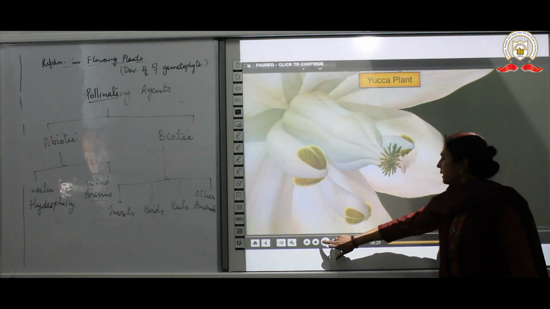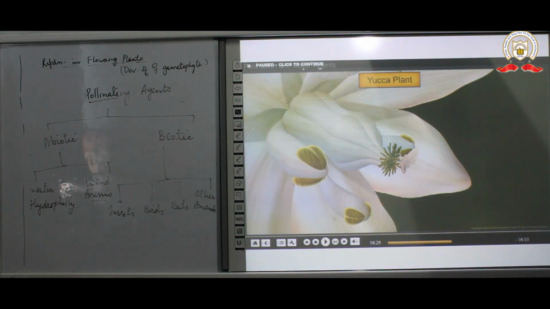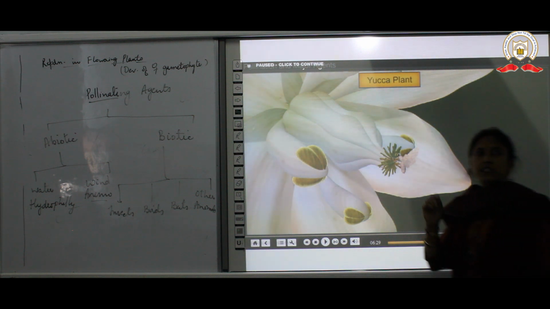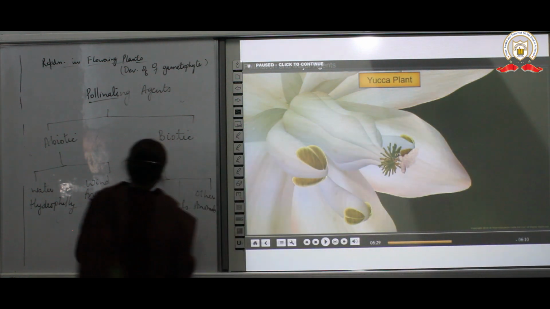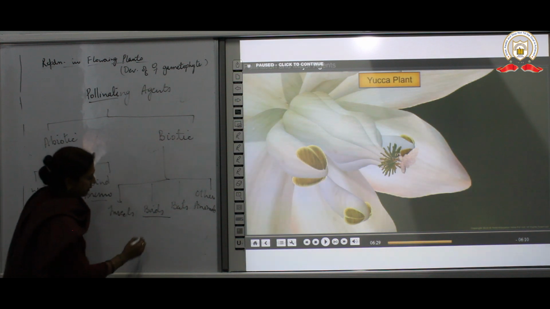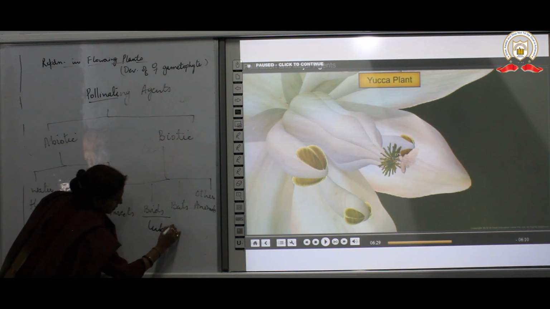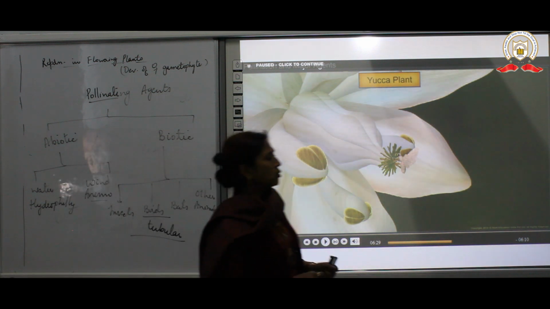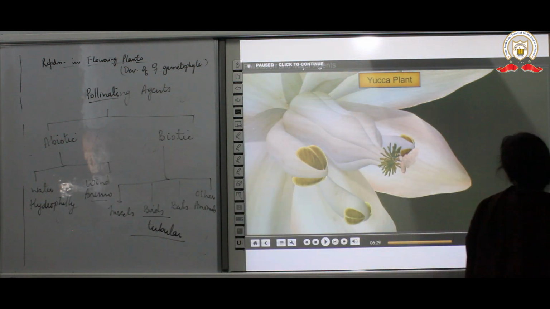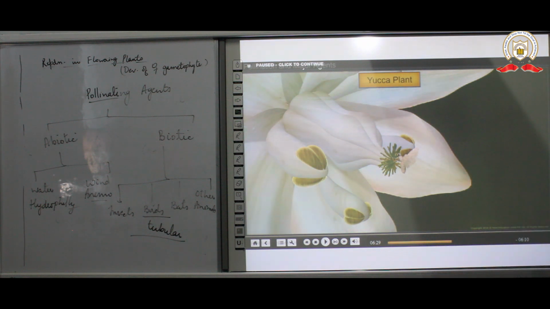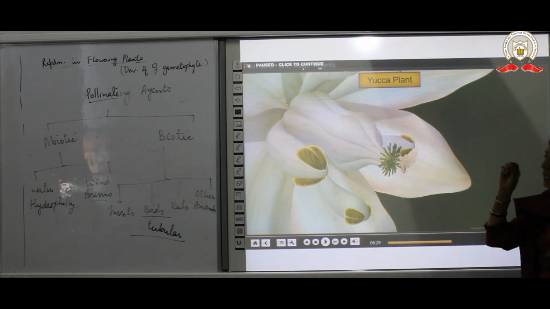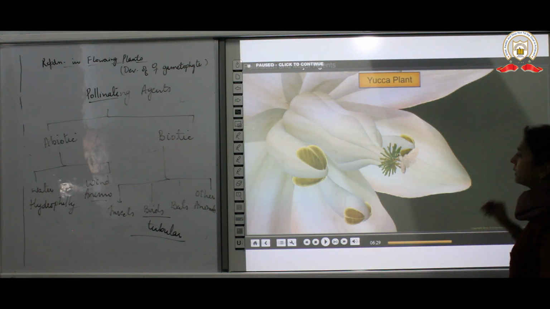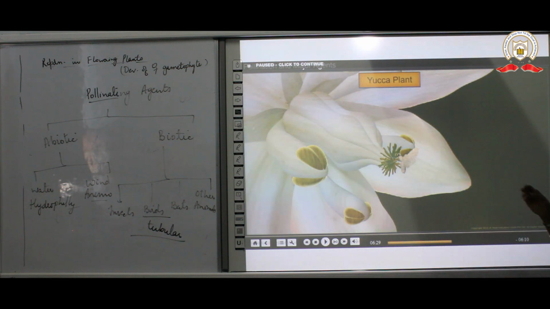Now, there is another example. In case of flowers which are pollinated by birds, an additional feature is required: the flowers are mostly tubular, so that their beaks can enter inside and they can easily suck the nectar. Like hummingbirds, they are dependent on nectar and they act as very good pollinating agents.